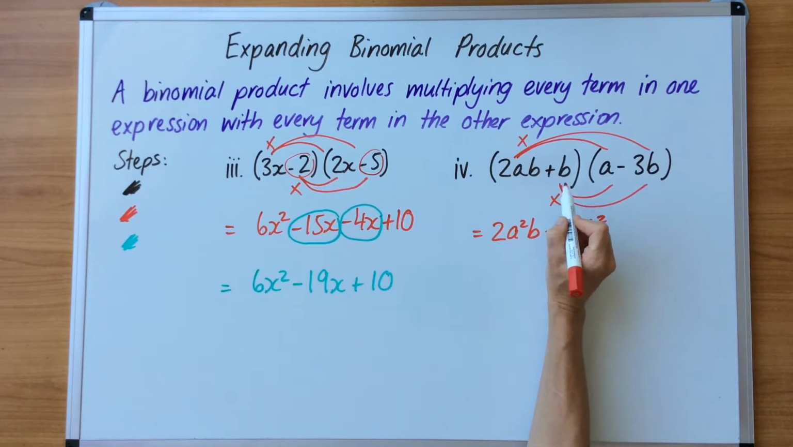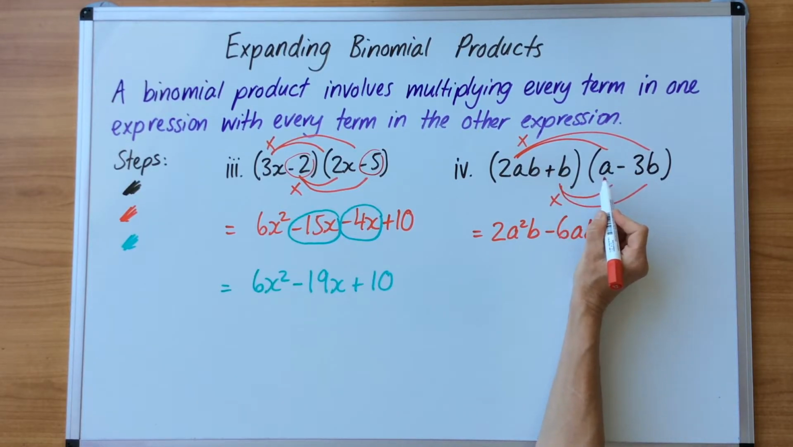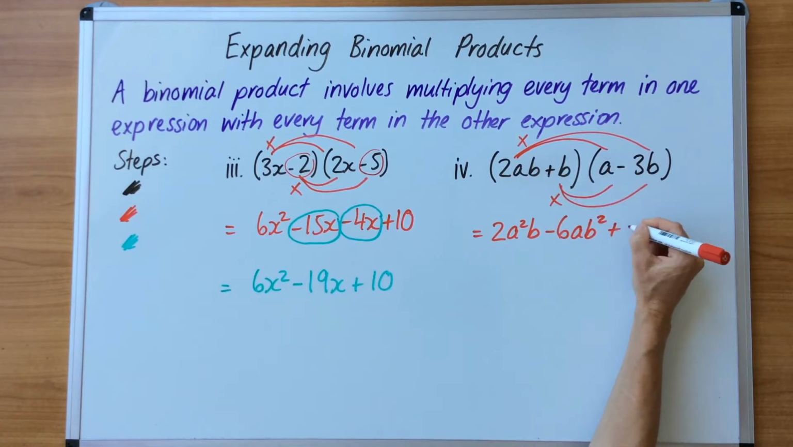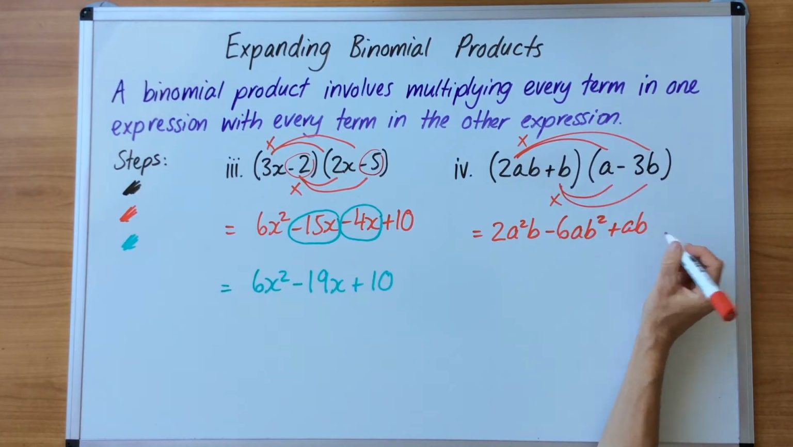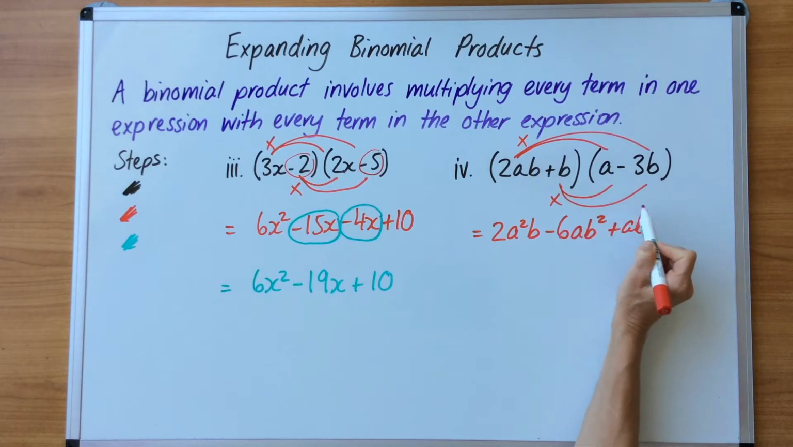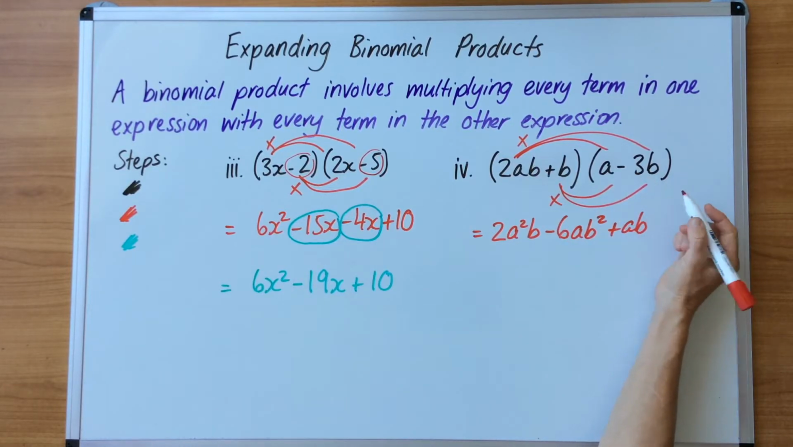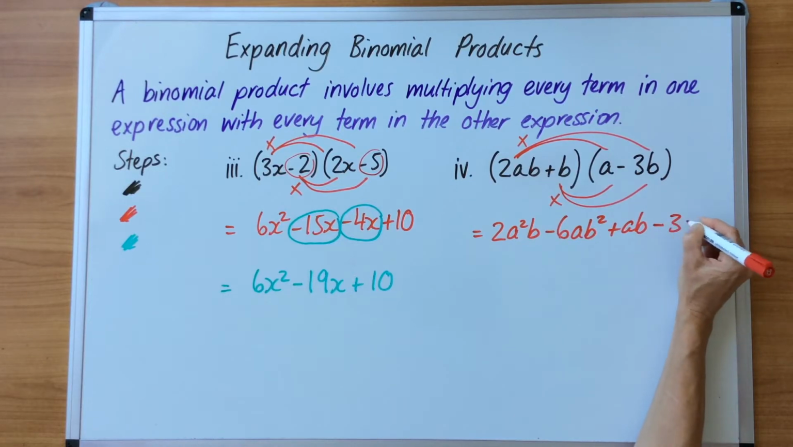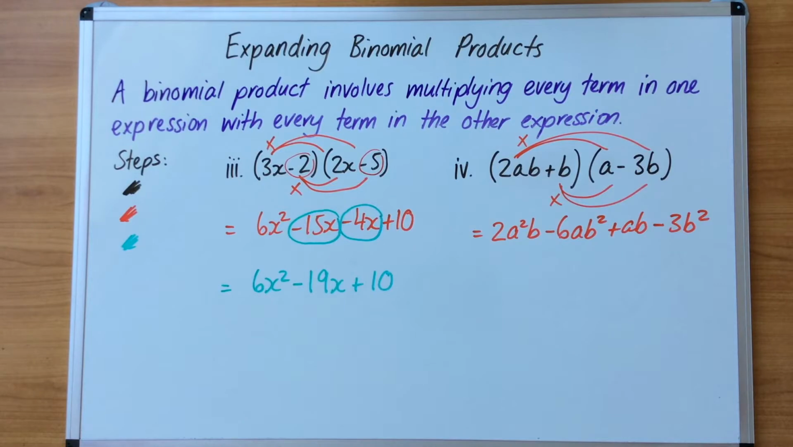And now we go and we multiply the second term with this expression. So b multiplied by a is a positive ab. We keep these pronumerals in alphabetical order. And then we go b multiplied by negative 3b, and we get a negative 3b, and because there's 2 b's, it's squared. We now have to group the like terms.